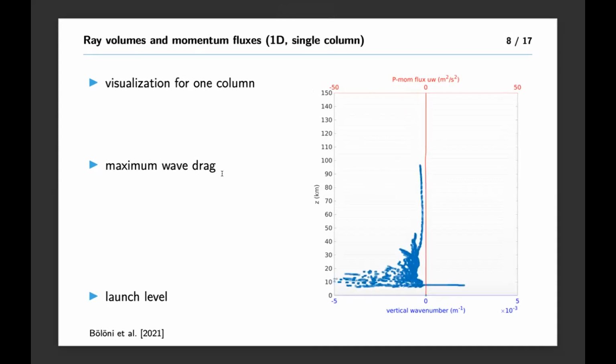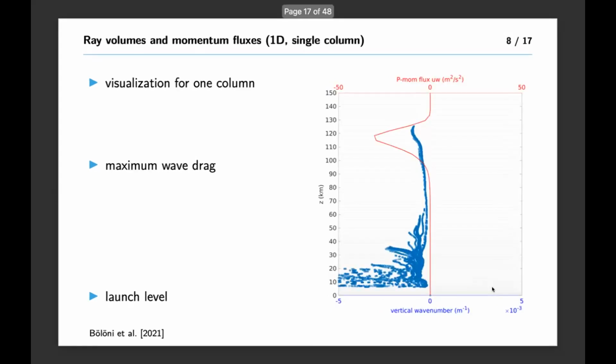Now, if we progress in time, those little ray volumes propagate up. Some of them might actually be reflected, so the vertical wavenumber changes from negative to positive values, and those will be traveling down instead of up. And then we see once the rays propagate to large heights, here at 120 kilometers, we have a stronger pseudo-momentum flux, U prime W prime, because of the inelastic amplification. Does everyone know what inelastic amplification means? Who doesn't?